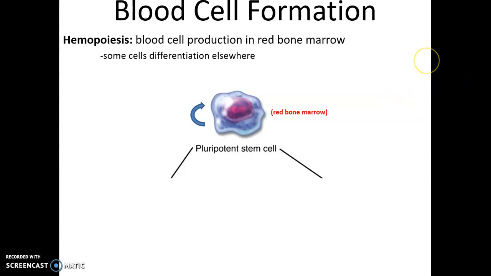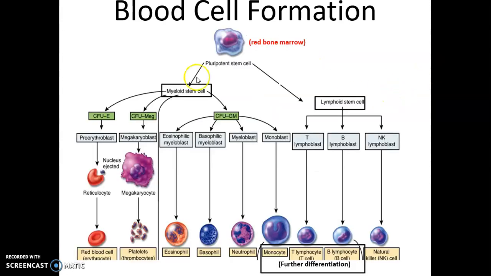It will divide. One of them will become another pluripotent stem cell, and the other will go down one of these various branches to become a specific kind of cell. You don't need to memorize this chart. It just shows that the pluripotent stem cell can either go down one route to become most of the different kinds of cells, red blood cells, platelets, some of the leukocytes, eosinophils, basophils, neutrophils, and monocytes.